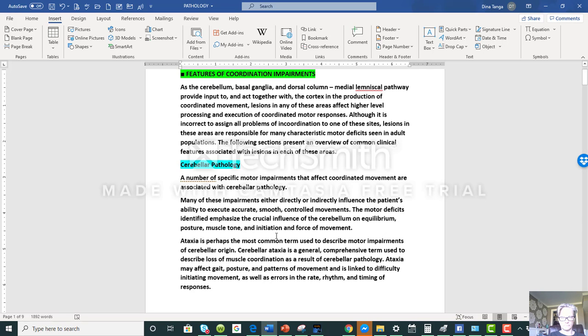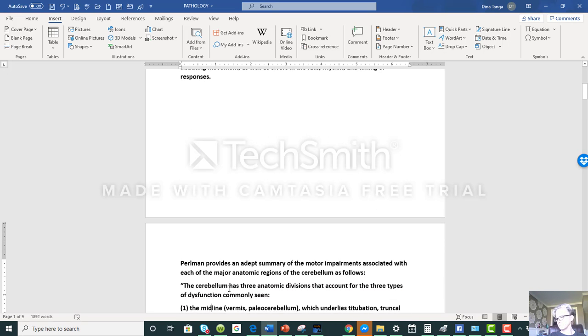Cerebellar ataxia is a general, comprehensive term used to describe loss of muscle coordination as a result of cerebellar pathology. Ataxia may affect gait, posture, and patterns of movement and is linked to difficulty initiating movement, as well as errors in the rate, rhythm, and timing of responses.